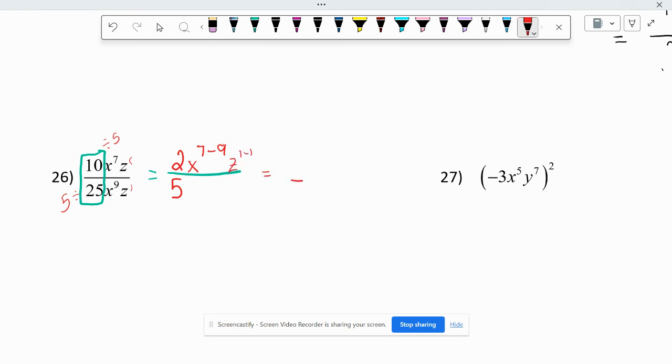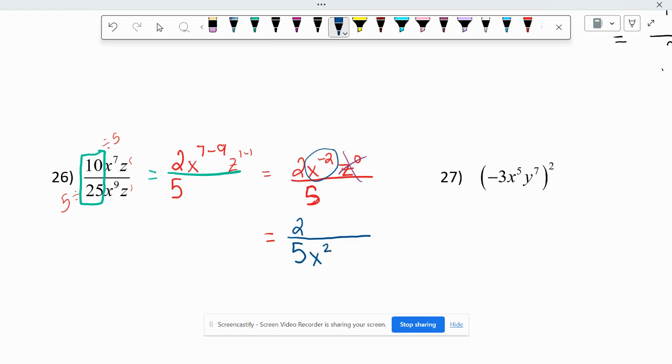Okay. So let's see. What is 7 minus 9 for my exponent on my x? Negative 2. And 1 minus 1 for my z is what? Okay. All over 5. What is anything to the 0 power? So I'm just going to ignore it, because it's just times 1. What do I do with my negative exponent? What do I have to do with that? That has to get moved where? To the bottom. So the only thing I have in the numerator is the 2. In the denominator, I have 5x squared.